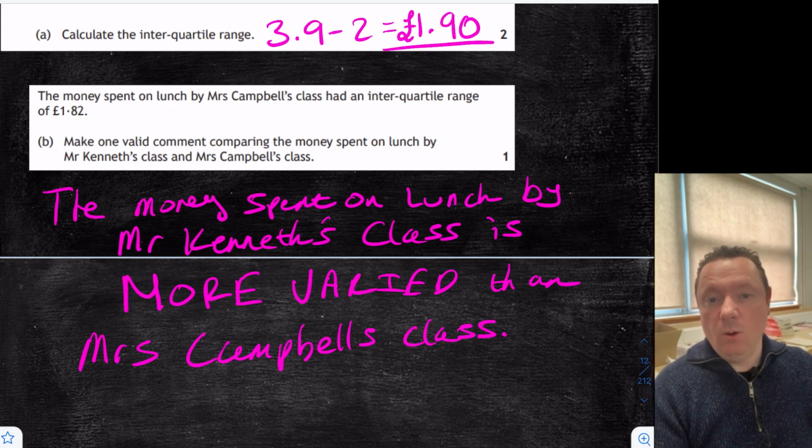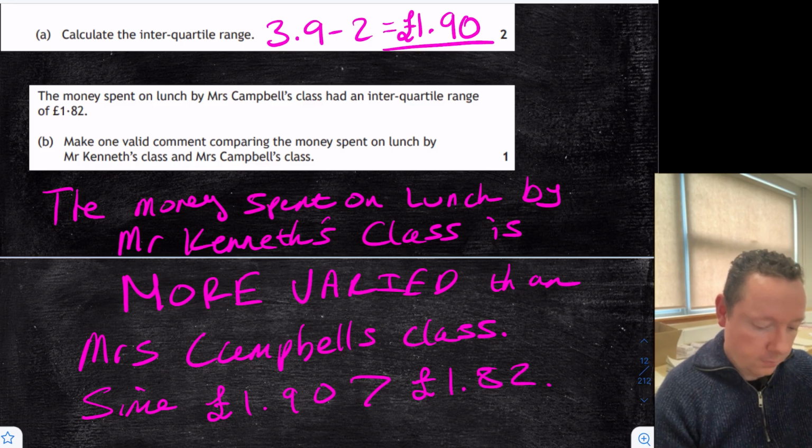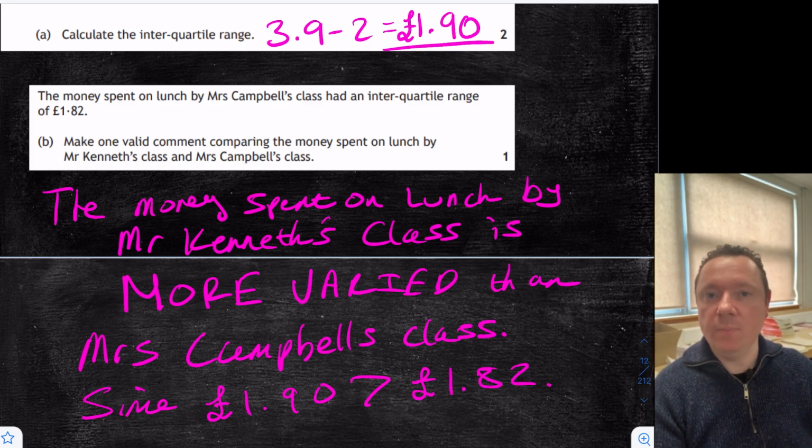I would always write why. So since £1.90 is greater than £1.82. Don't really technically need that statement, but just to be on the safe side.